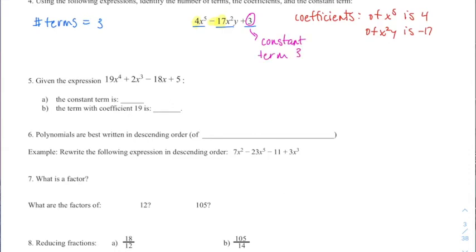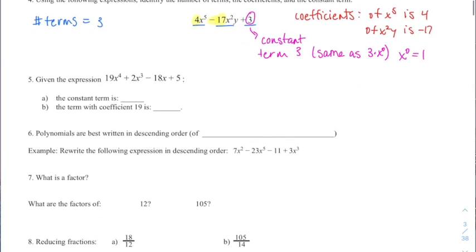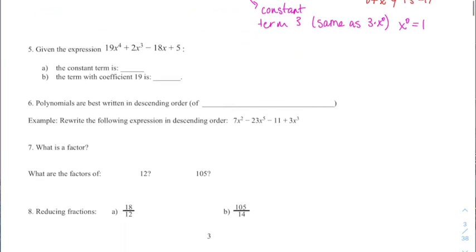Okay, and what some people do is they say that, just to help them remember, it's the same as 3 times x to the 0. You don't need to remember that, but as we all know, x to the 0 is the same as 1. So if you want to write it as a variable, it is x to the 0, and that might help you remember.